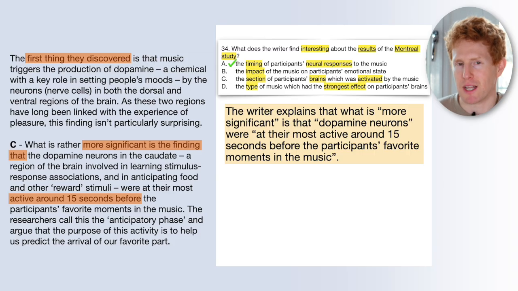Let me explain what that means. Imagine you're listening to your favorite song and there's some sort of epic moment or crescendo or the chorus or some part of the music that you like. In your brain, before that moment is when you get most excited. So you know it's coming, it hasn't arrived yet, and as a result that anticipation gets you really excited and dopamine neurons start firing in your brain.